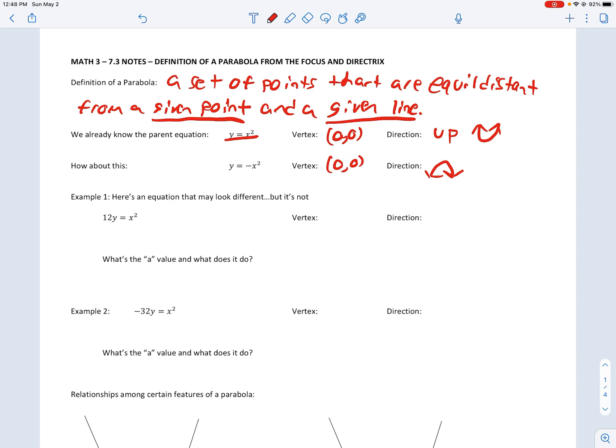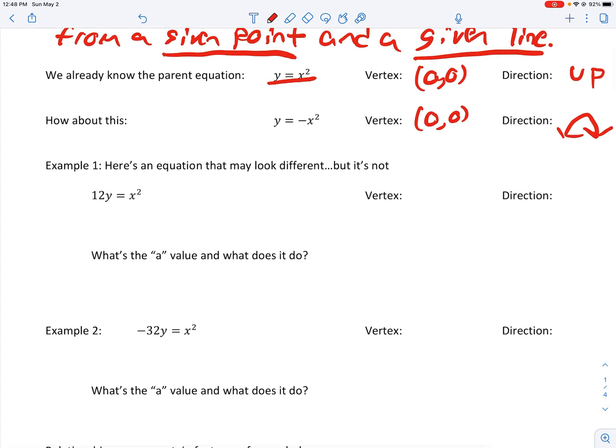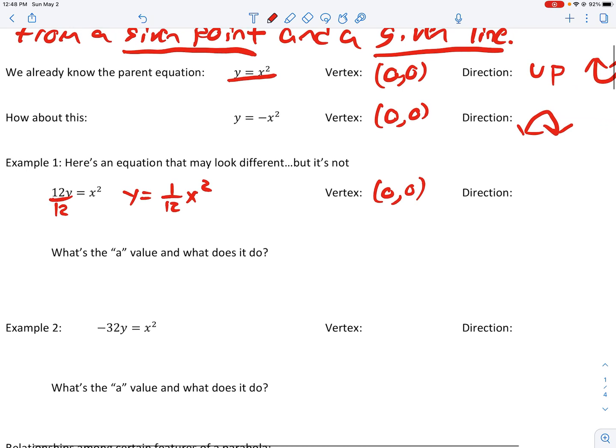So in this unit, the equation might look a little different, but it's really not. It's just written a different way. If you can rewrite it and make it look like what you've seen before. So 12y equals x squared. That's kind of different. But what if we divide by 12? So y equals 1/12 x squared. Now it looks like what we've seen. It hasn't been shifted, so the vertex is still (0, 0). The a value is positive, so it's still going to open up.